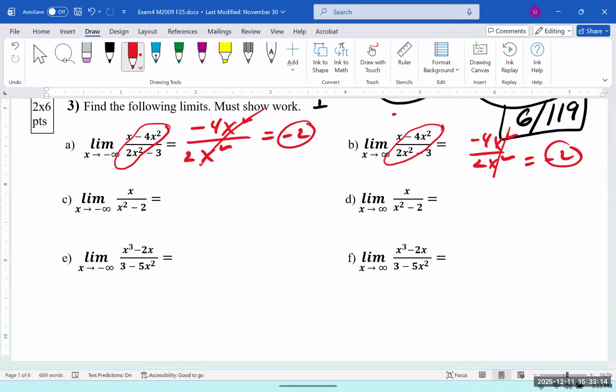So for horizontal asymptote, you are going to write y equals -2. For limit, just a number. But the asymptote needs the y value, the y thingy.